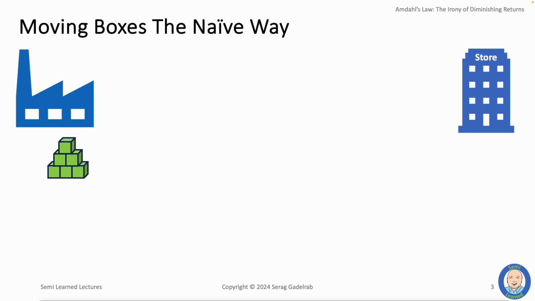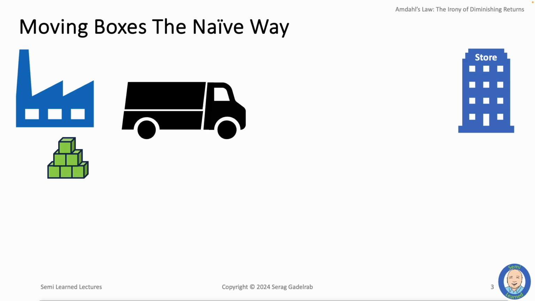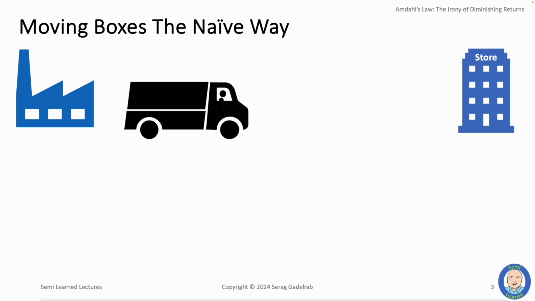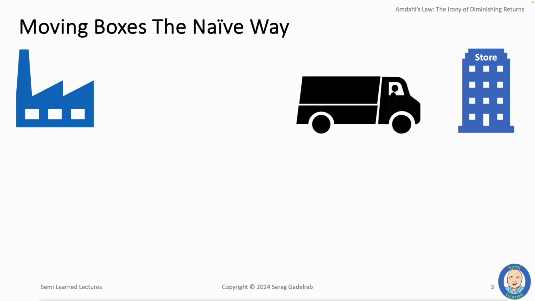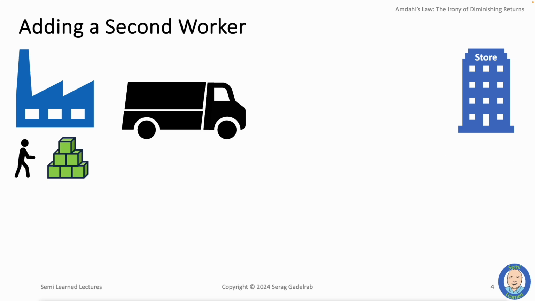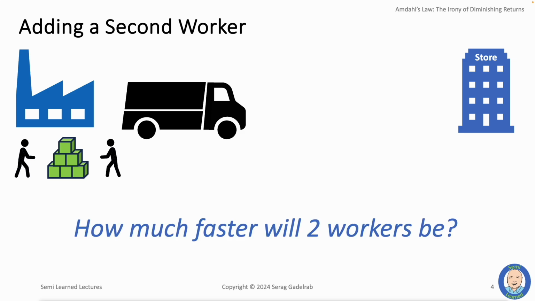Starting with the naive solution, you can buy a van, and then you can dedicate one of your employees to load up the boxes into the van, drive the van across town, and then unload the boxes in the store. Soon after you do this, you find out that the factory can make boxes much faster than your employee can move them to the store. So you go ahead and hire a second worker to help. Now the question is, how much faster will two workers be when it comes to moving the boxes?